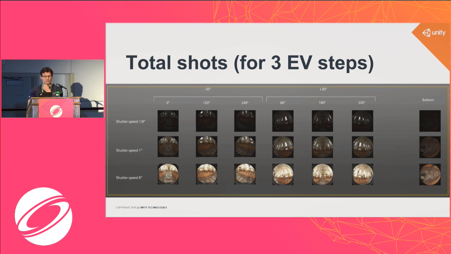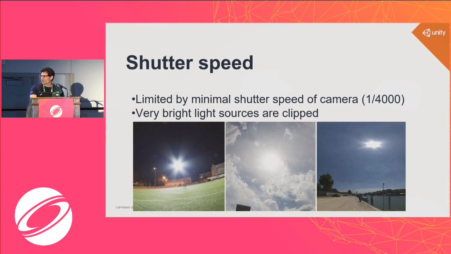So this is an example of all the shots to take with the previous example and an EV step of 3. As we vary only the shutter speed, we are limited by the minimum shutter speed of the camera. It's 1 divided by 4,000 seconds for a Canon 6D. And a scene with a very bright light source, like the sun or a spotlight in a football stadium, can emit up to 30 EV, and this will be clipped.